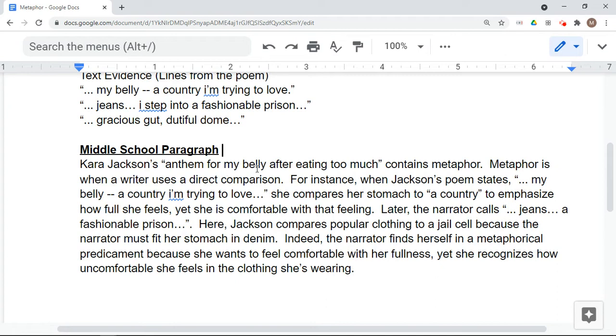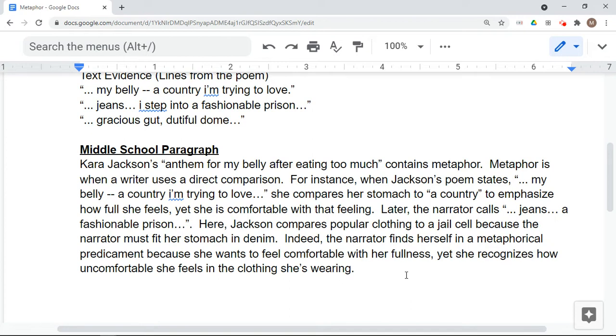Kara Jackson's Anthem for My Belly After Eating Too Much contains metaphor. I'm going to go with that, singular. Metaphor is when a writer uses a direct comparison. For instance, when Jackson's poem states, "My belly, a country I'm trying to love," she compares her stomach to a country to emphasize how full she feels. Yet, she is uncomfortable with that feeling.